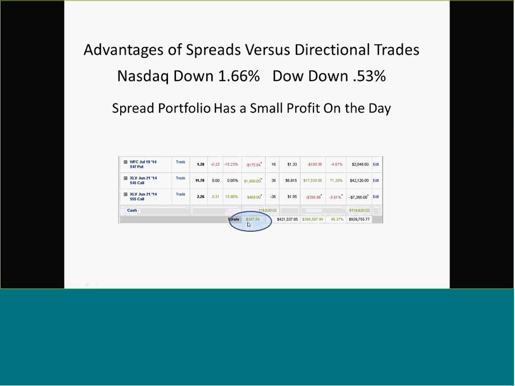So that just shows you the advantage of having these spread trades during market sell-offs. What normally would have been a large losing day for me, probably in the range of a 1.5% to 2% loss in my portfolio, I actually had a small profit that day. So that shows you the advantages of these option spreads.